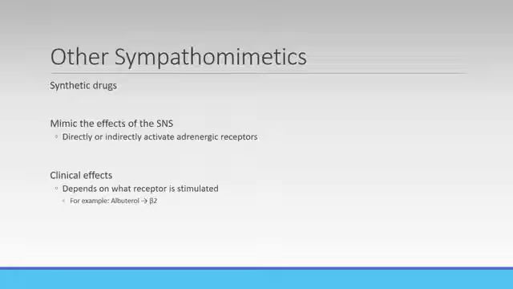Some of the other sympathomimetics that we can use, these are synthetic drugs, and really they're designed to mimic the effects of the central nervous system, but they're not catecholamines because they don't have that catechol structure. So they're classified as sympathomimetic drugs because they mimic the effects of the sympathetic nervous system. They can act either directly or indirectly at the adrenergic receptors, and it really depends on which receptor is being stimulated as to what the clinical effects are that we're going to see. So one example that I give here is albuterol, which preferentially activates the beta-2 receptors in the lungs, and so we're going to get bronchodilation.